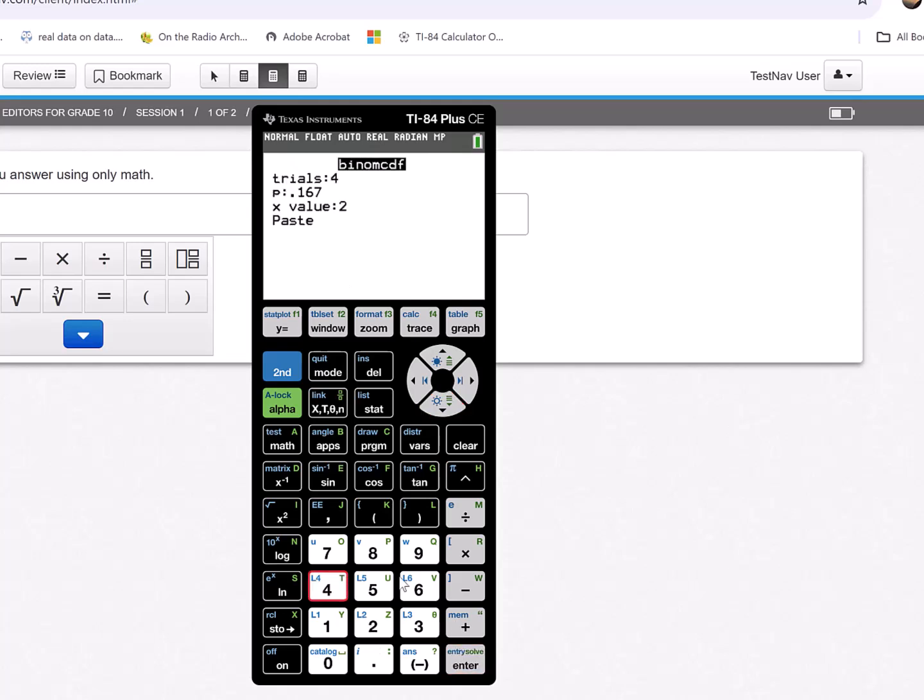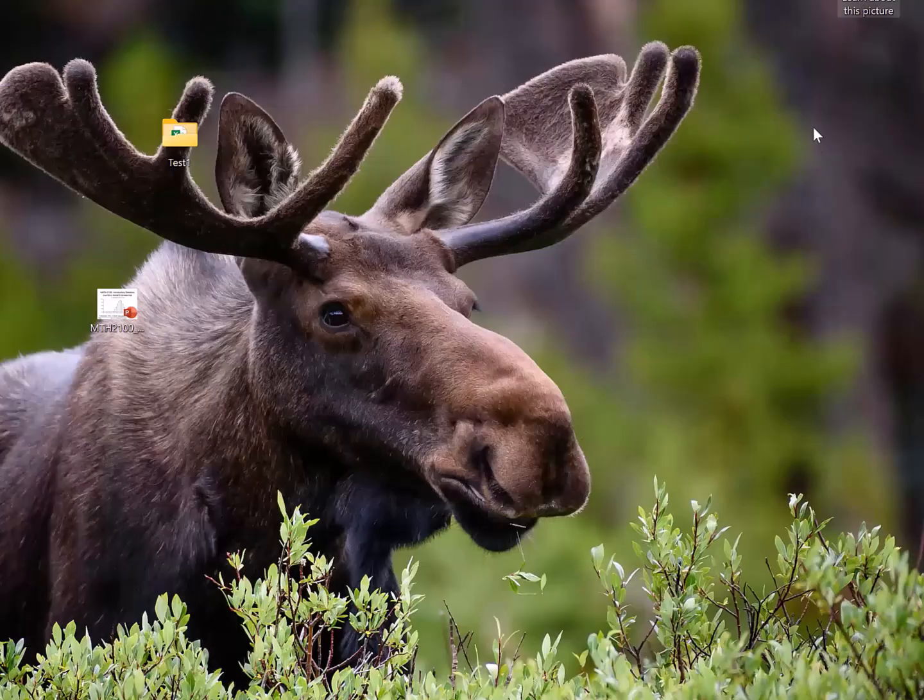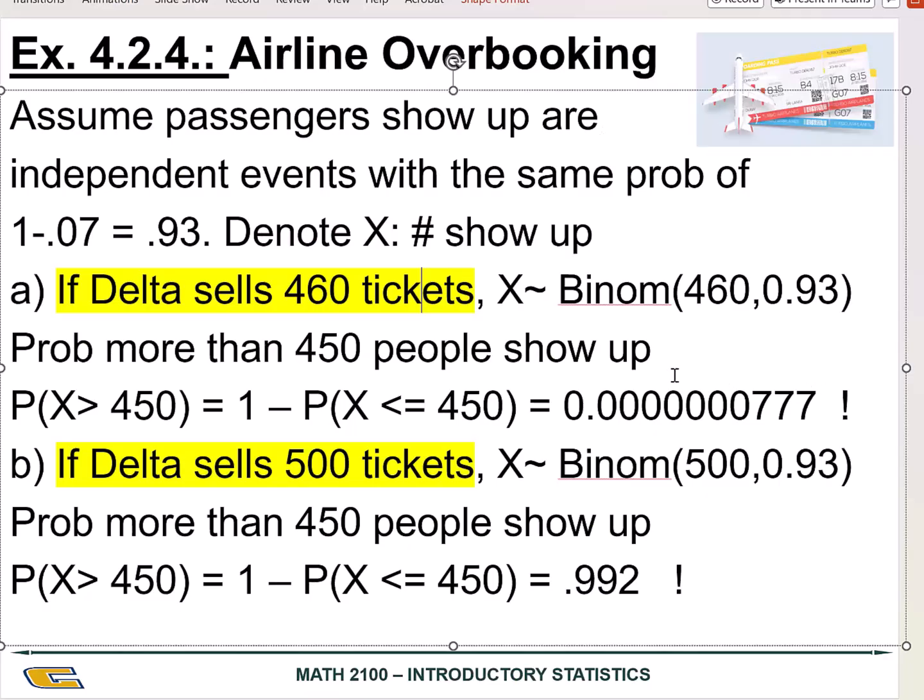We have 460 tickets sold, right? We have success probability 0.93, and we care about at most 450, okay? So 1 subtract binomial CDF of 460, 0.93, and 450, right? So you see this exact number we get in the slide, okay? So it is a very small probability that this can happen if you sell 460 tickets.